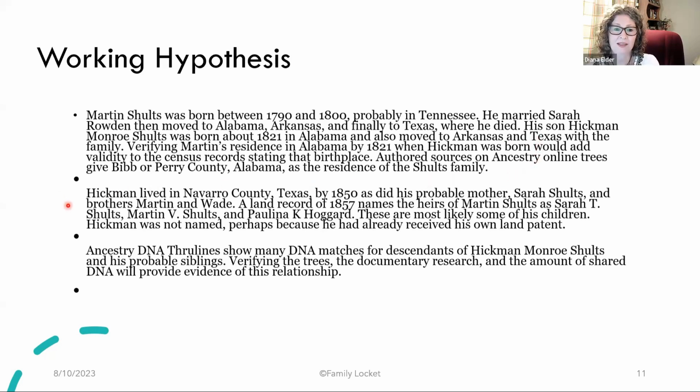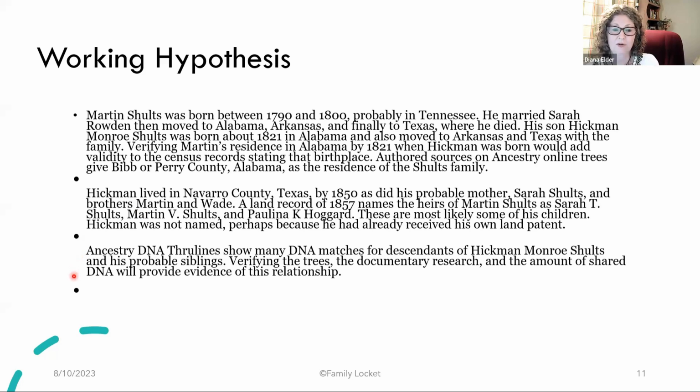Hickman lived in Navarro County, Texas by 1850, as did his probable mother, Sarah Shults, and brothers Martin and Wade. They are in the 1850 census. A land record of 1857 names the heirs of Martin Shults as Sarah T. Shults, Martin V. Shults, and Paulina K. Hoggard. These are most likely some of his children. Hickman was not named, perhaps because he'd already received his own land patent. Okay, so I'm giving some reasoning about what was going on with the family. Hickman is living next door to Sarah Shults and these brothers, Martin and Wade. So, that's pretty good evidence that there's a family connection. So I've got that at least.